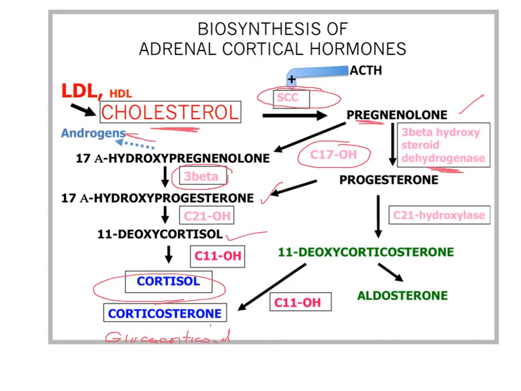And then on the right side, you can see from pregnenolone, we have 3-beta hydroxysteroid dehydrogenase forming the sex steroid progesterone and 21 hydroxylase. And then that takes it to 11 DOC, 11 deoxycorticosterone, and then the 11 hydroxylase to aldosterone. So these are the two pathways for our glucocorticoids and mineralocorticoids.